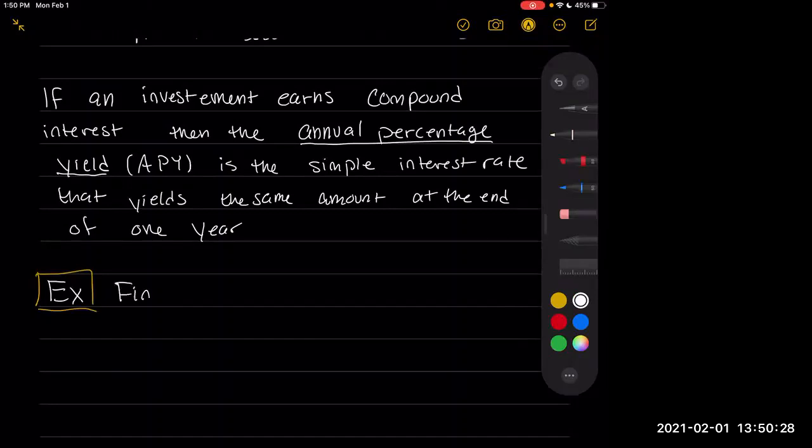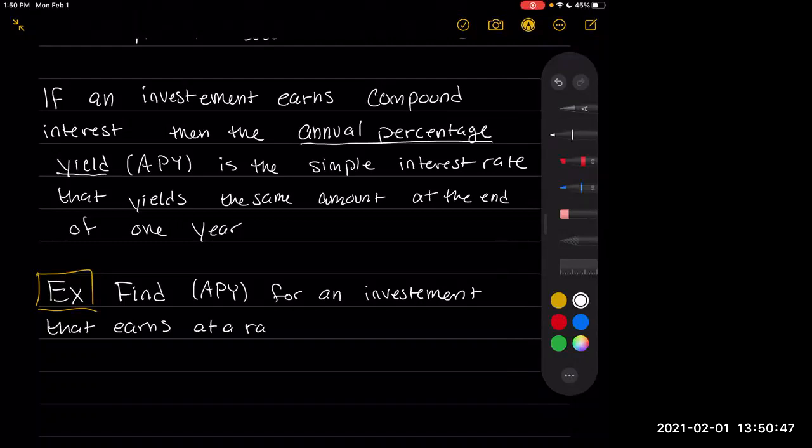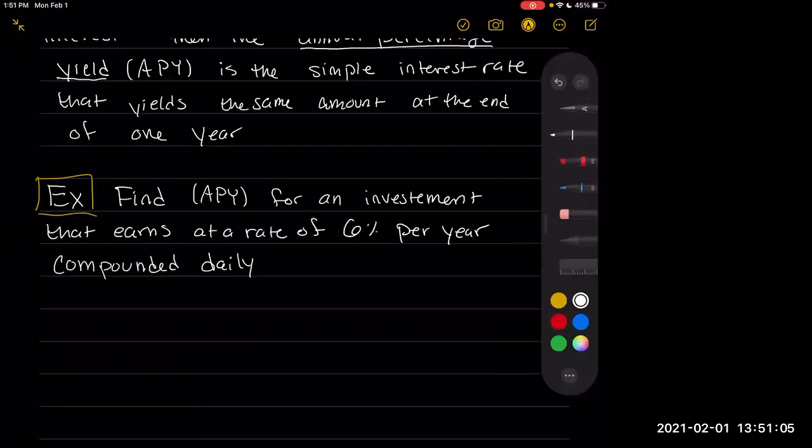So if we want to find the APY for an investment that earns at a rate of 6% per year, compounded daily, this time we're just looking at 1 year, so we would just have the amount. It does not matter what the original principal is because we're just looking at the percentage for anything over the year. And it would be 1 plus 0.06 over 365, to the 365. Here our t is 1, so we don't write it. There's a secret 1 here, which is why we don't have it.